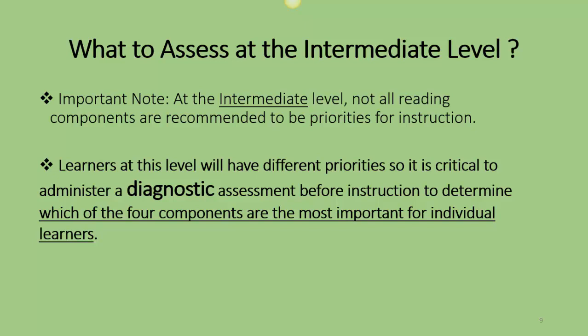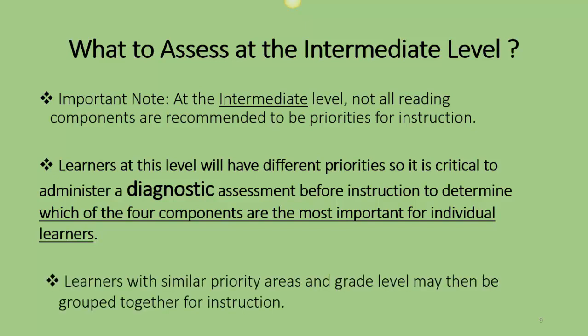In other words, priorities. Because as I said earlier, comprehension can be affected by the lack and gaps in skills from the other 3 components of reading, so that should be the last component that you focus your instruction on. And then learners can be grouped by similar priority areas and grade levels.